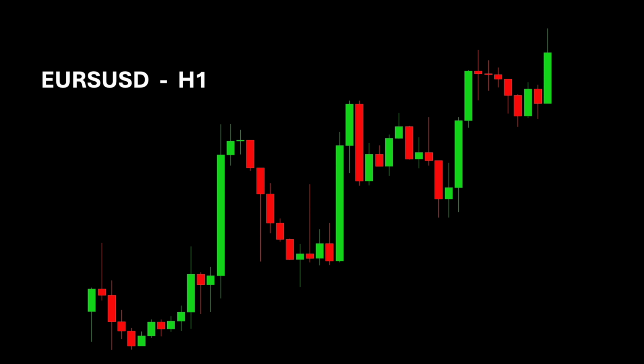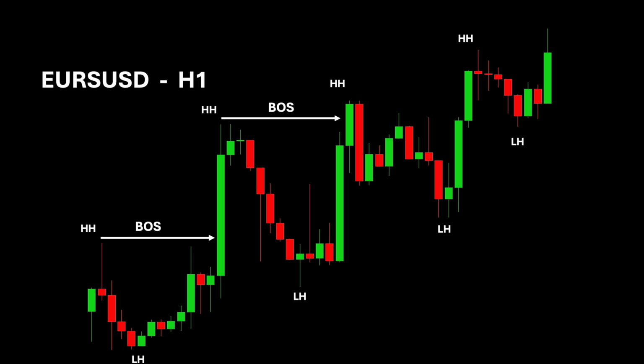Now let's look at a real example of bullish break of structure on EU 1 hour time frame. You can see here the market was making a series of higher highs and higher lows, a clean bullish structure. Then at each swing high, price breaks above it. That's a break of structure, then another, then another. Each break of structure confirms the same thing. Buyers are still in control. The trend is strong and continuing upward.